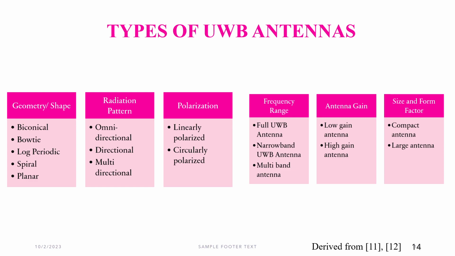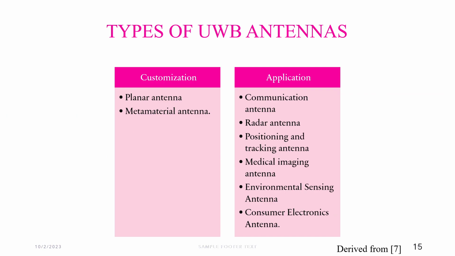On the basis of polarization, they can be divided into linearly polarized and circularly polarized. On the basis of frequency range, they can be divided into three types: full UWB antenna, narrowband UWB antenna, and multiband antenna. On the basis of antenna gain, they can be divided into low gain antenna and high gain antenna. On the basis of size and form factor, they can be divided into compact antenna and large antenna. On the basis of customization, they can be divided into planar antenna and metamaterial antenna.